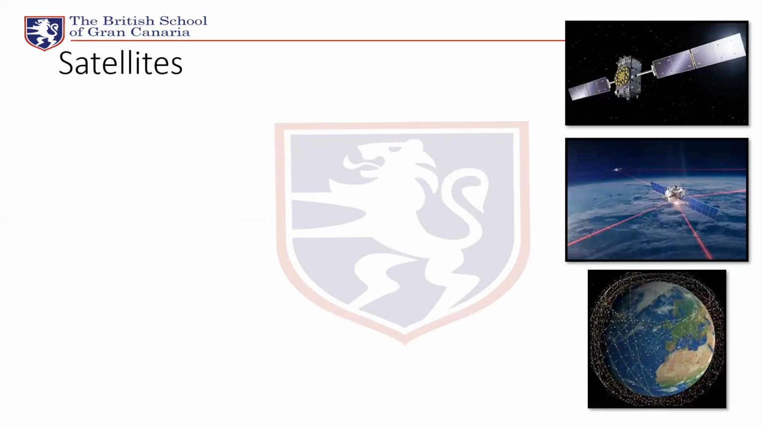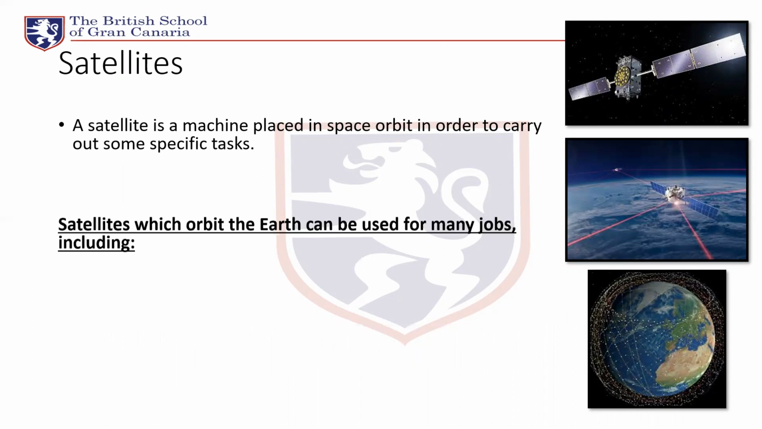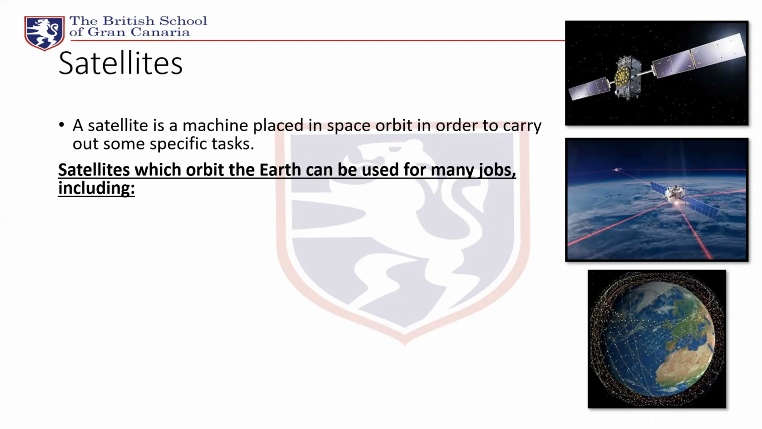Now, firstly, let's look into satellites. A satellite is just a machine that's placed in space to orbit in order to carry out specific tasks. Satellites orbit the Earth and they can be used for many jobs. This can be communications, such as phone or internet. You can use satellite phones, like the military use. Some people who go on expeditions, maybe in the Arctic or in jungles, would use a phone that will connect to a satellite. The internet can also connect to a satellite as well.